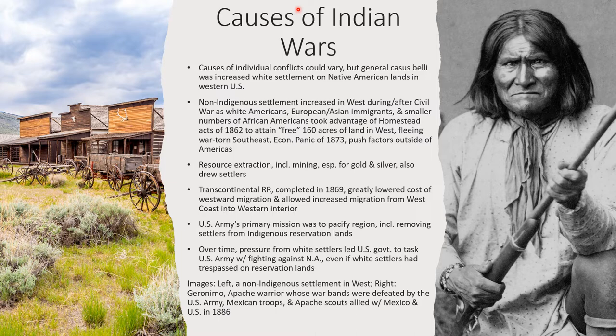Non-indigenous settlement increases in the West, both during and after the Civil War, as white Americans and European and some Asian immigrants and smaller numbers of African Americans take advantage of what is called the Homestead Act of 1862. The Homestead Act basically divided up the West and would give prospective settlers 160 acres of free land in the West. A lot of Americans took advantage of the Homestead Acts to settle in the West and have land that was free, at least to them. Even non-citizens actually could take advantage of the Homestead Acts. The act called for prospective citizens to receive land as well.